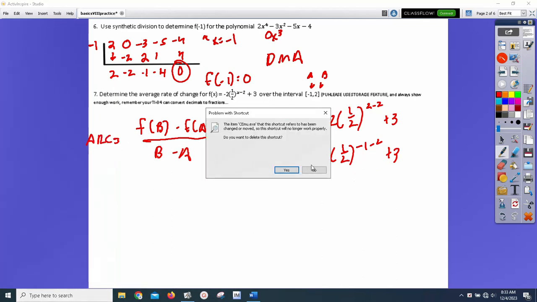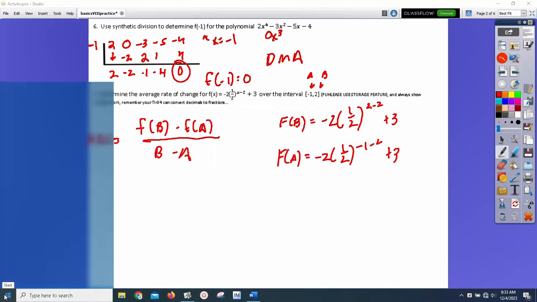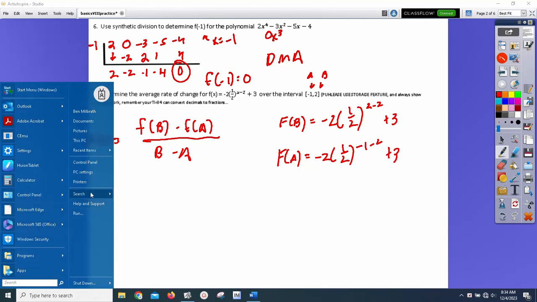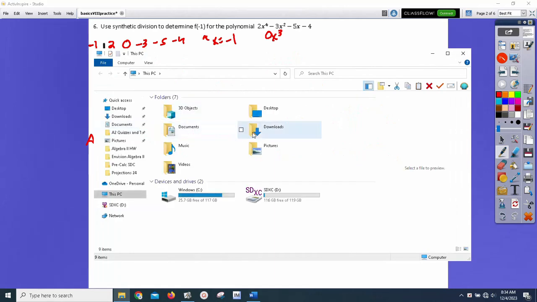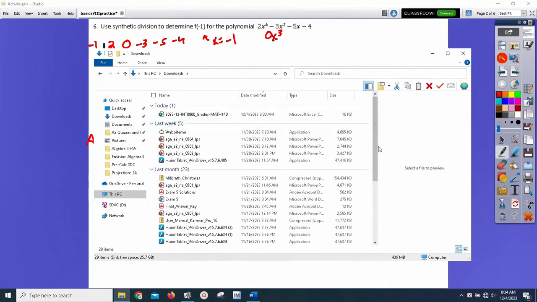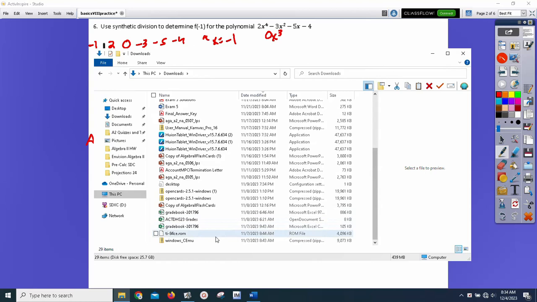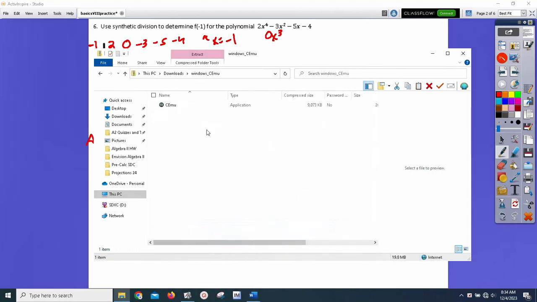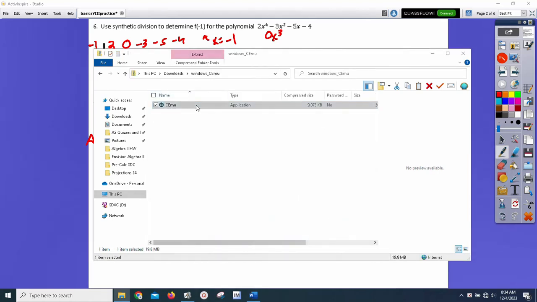So, let's see how this goes when I fire up CMU. Let's see here. For some reason, I have that in my downloads folder. I never moved it. Whenever I run CMU, my cursor on my pen quits working when I record.